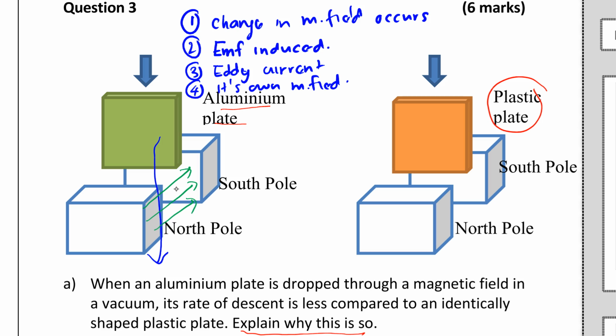So again, let's repeat the whole answer. When the aluminum plate is dropped between the magnetic field, a change in magnetic field occurs. Point number two, according to Faraday's law, EMF is induced due to the change in the magnetic field. This forms an eddy current in the plate. The current formed in the aluminum plate has its own magnetic field, and this magnetic field will slow down the motion of the plate as it acts in the opposite direction.